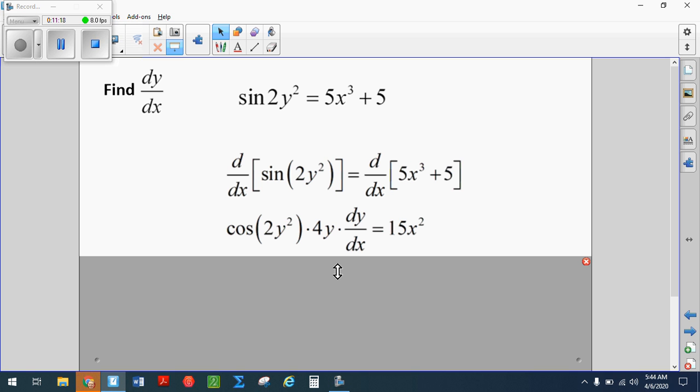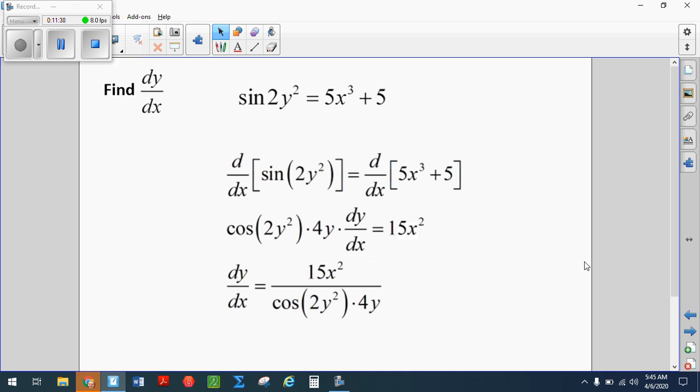So the derivative of sine of something is cosine of something times the derivative of the something. So sine of 2y squared is going to be cosine 2y squared. The derivative of 2y squared is 4y. The derivative of y is dy dx. Right hand side you guys get. And then I really just have to divide because there's nothing else to do there.